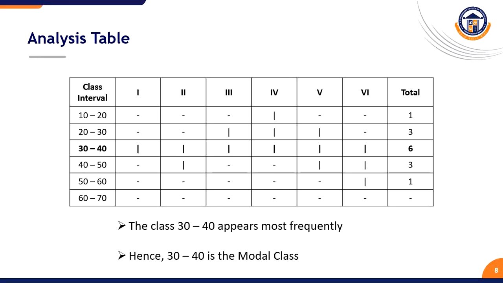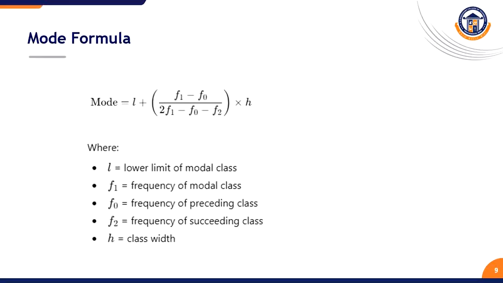Next, we have to find the mode from the modal class. So now we see the mode formula for a continuous series. Mode equals L plus (F1 minus F0) divided by (2F1 minus F0 minus F2), into H. Here L equals the lower limit of the modal class, F1 equals the frequency of the modal class, F0 equals the frequency of the preceding class of the modal class, F2 equals the frequency of the succeeding class of the modal class, H equals the class length or width.